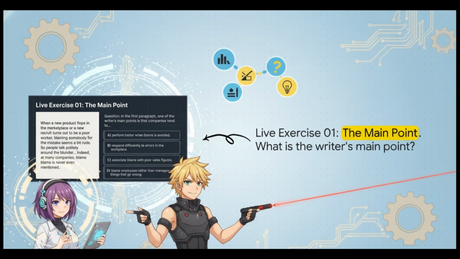Here's our first scenario. The text is all about how companies handle making mistakes, blunders. The question is asking for one of the writer's main points. So go ahead, apply the protocol. Which options can you eliminate right off the bat?